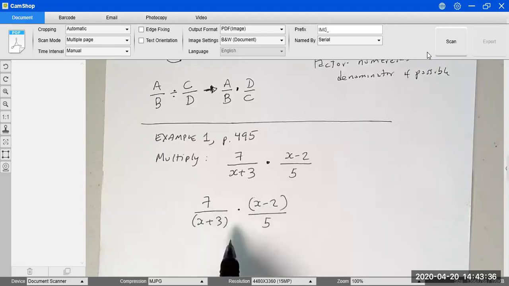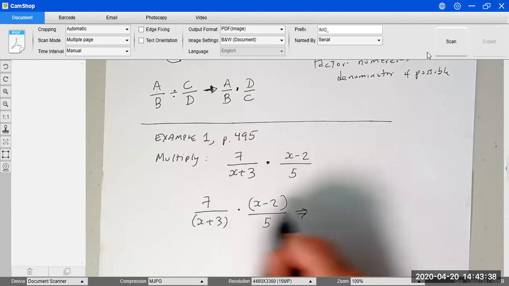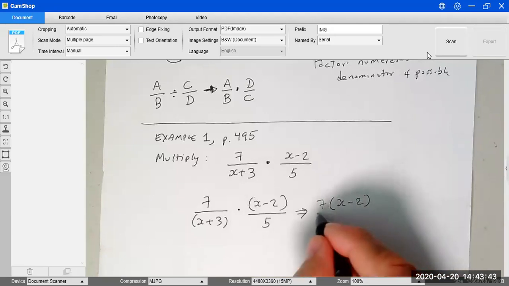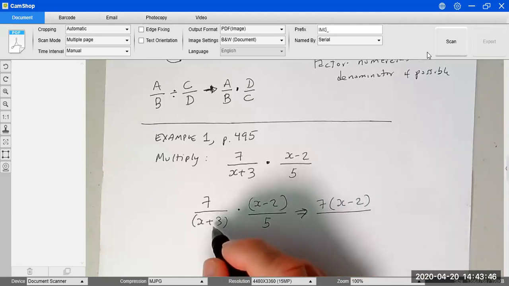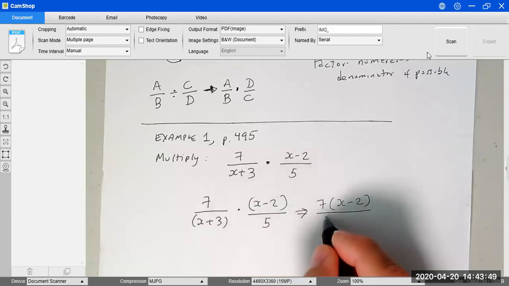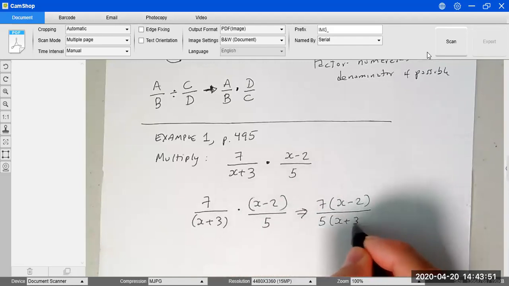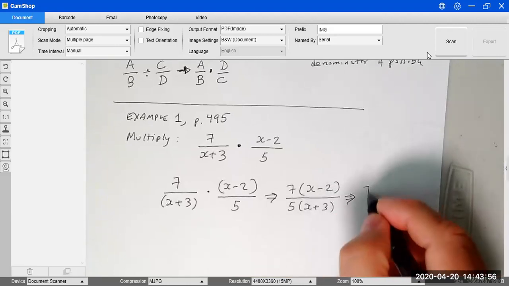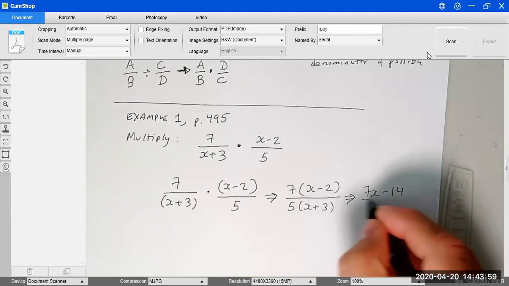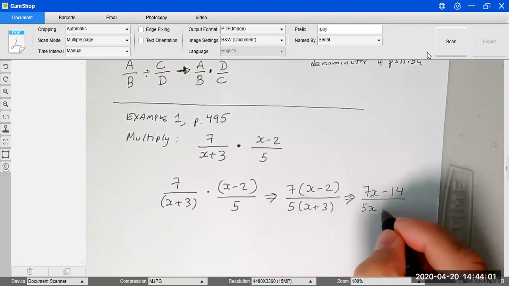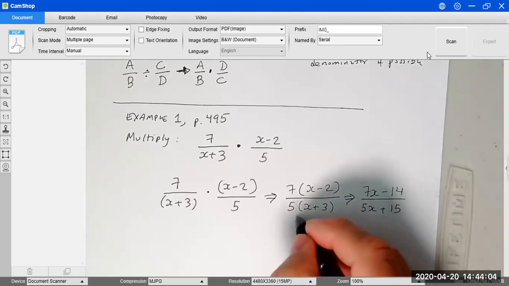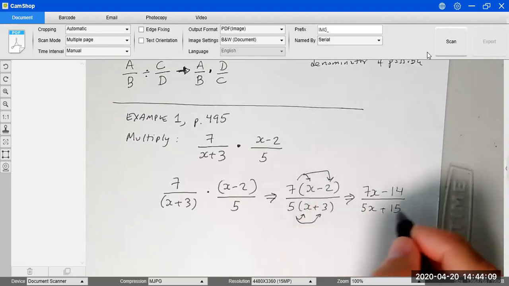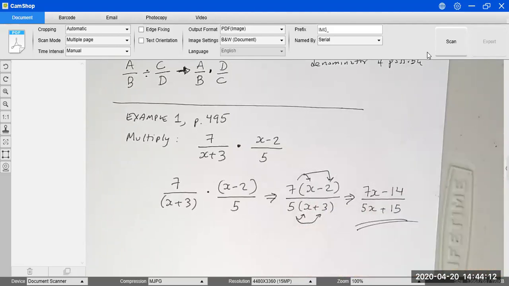So the only thing that you can do is just multiply across. So you're going to have 7 times this over this binomial, multiplied by 5 times x plus 3, and then you just apply the distributive property. So you're going to get 7x minus 14 over 5x plus 15. So I'm applying the distributive property in both cases, and that is the final answer.